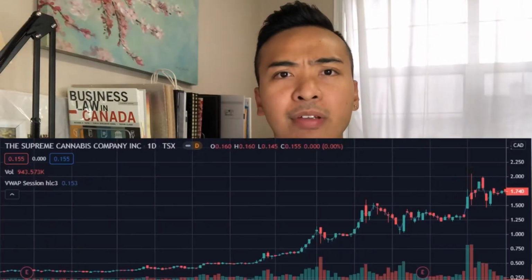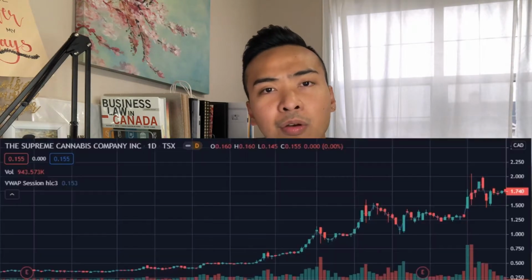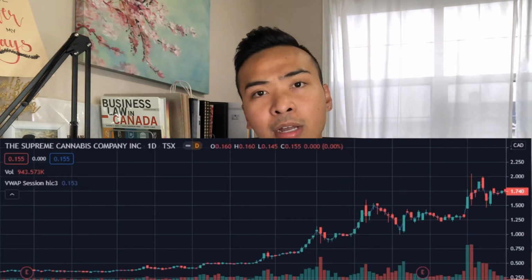I'll show you a visual representation of what it looks like. Here is a photo of Supreme Cannabis, a stock that I traded, also called FIRE, which is the symbol for it. Over the few years that I've seen this stock, it just gradually goes up in price, then comes down, goes up in price, then comes down, just like a staircase, right?